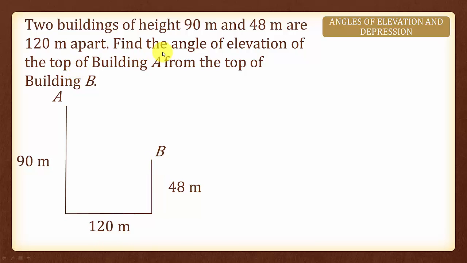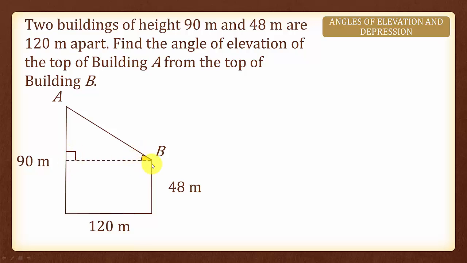Since we are looking at the angle of elevation from the top of building B, we shall draw a horizontal line at B here. And the angle of elevation will be between the horizontal line and the line of sight of A from B here. And the angle of elevation will be here. And you also notice that this will be another right-angled triangle.